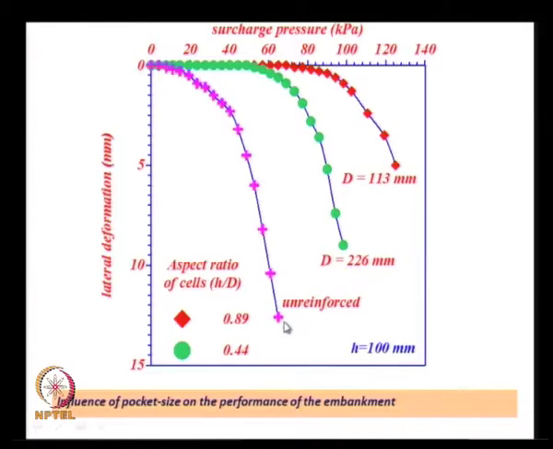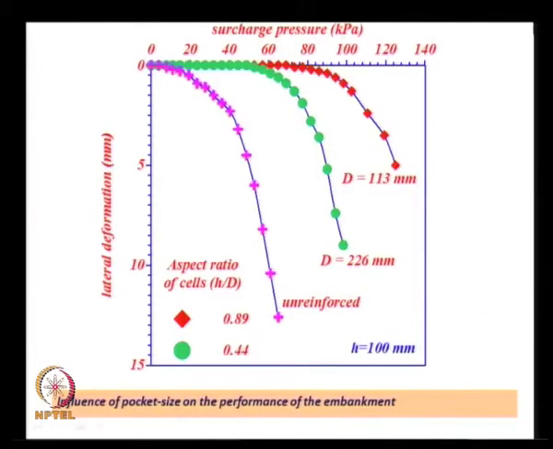These are the results obtained with the same height of the geocell, but with two different aspect ratios, 0.89 and 0.44, and this is the result with a stiffer geocell mattress. As the aspect ratio increases, we have the pocket size decreasing. That means the stiffness of the geocell mattress increases, which results in higher load capacity and smaller deformations.